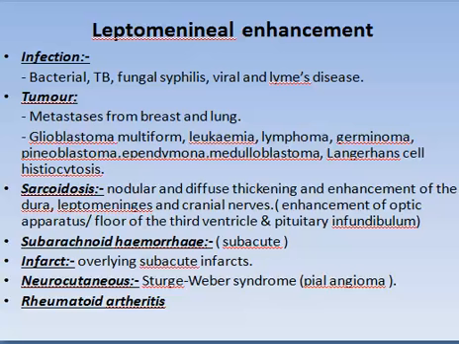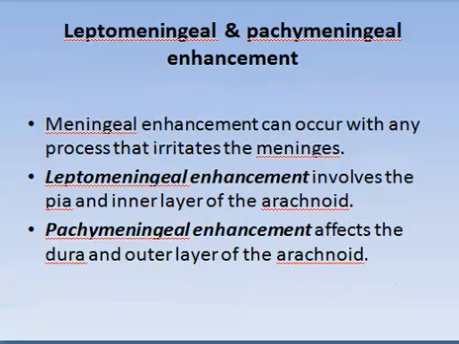A lot of causes: infection, tumors, sarcoid, subarachnoid hemorrhage, infarct, neurocutaneous disorders like Sturge-Weber and rheumatoid arthritis all can produce leptomeningeal enhancement. And as we said, leptomeningeal enhancement means involving the pia and the inner layer of the arachnoid, while the pachymeningeal are the true meninges, that is the outer layer of the arachnoid and dura.